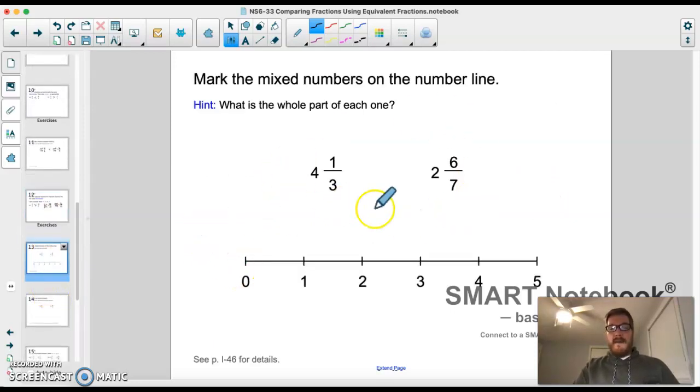Now we're looking at mixed numbers. That's the next logical step. We started with improper fractions, and we move on to mixed numbers. This one's pretty straightforward. The whole numbers are very different. You have 4 and 2. 4 1/3 I would put right about here, probably on the number line, and then 2 6/7 I'd probably put right about there. They're just estimates, but you can clearly see that 4 1/3 is larger.